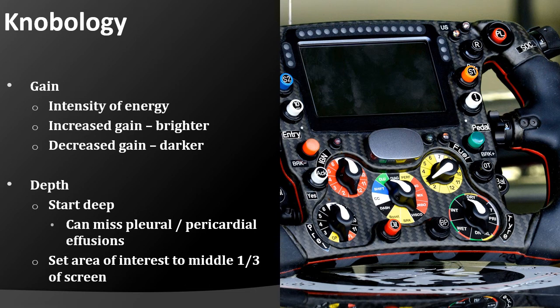So every ultrasound machine comes with a ton of different buttons. There's really only a couple, though, that you need to be familiar with to get started. The two most important are going to be gain and depth. Gain refers to the intensity of energy. The more gain or the more energy you supply, the brighter the image is going to appear. As you decrease the gain, you're going to provide less energy and you're going to have darker appearing structures.